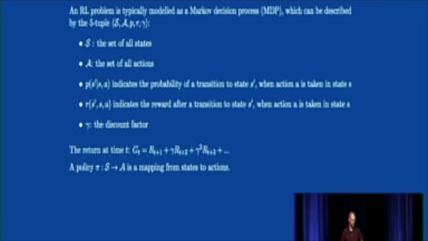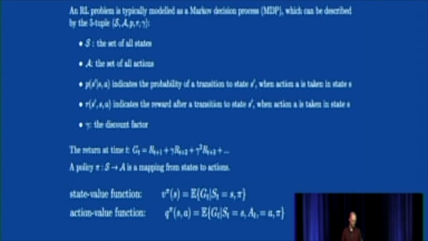We define a policy pi as a mapping from states to actions. And a policy has two value functions associated with it. The state value function gives you the expected return conditioned on the state. That means that if you are in a particular state and follow that policy pi, what is the expected return? And the action value function gives you the expected return conditioned on the state action pair. So if you are in state S, take action A, and then follow policy pi thereafter, it gives you the expected return for that.